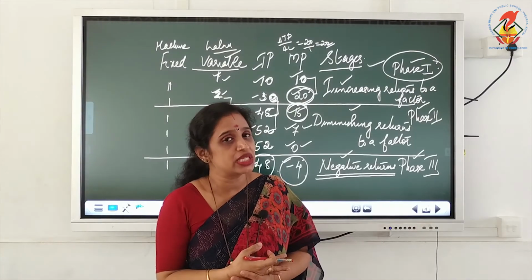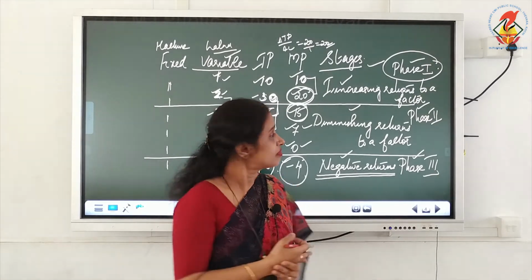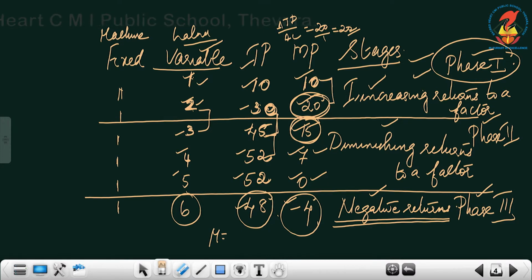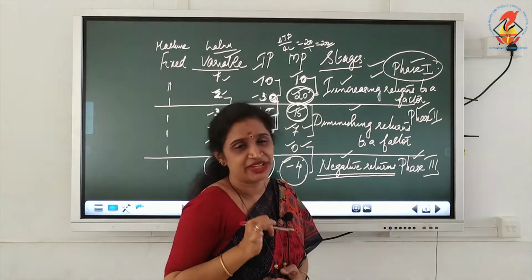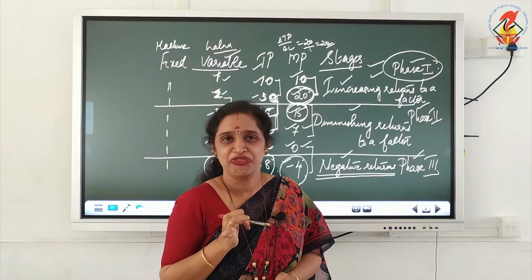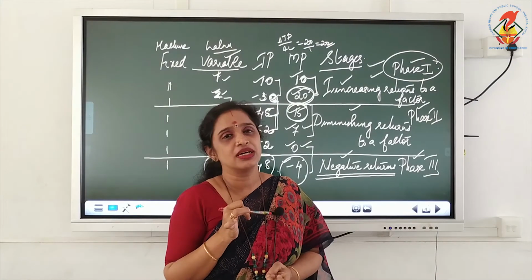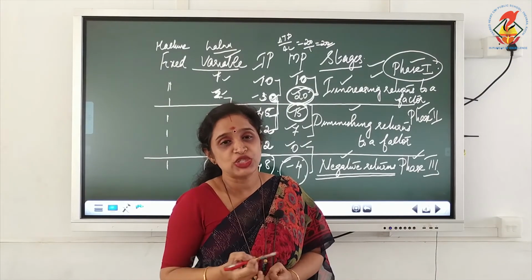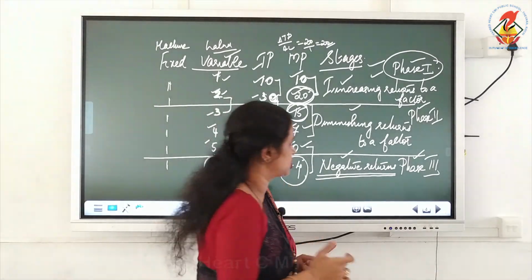So what is happening to marginal productivity? In the first phase, marginal productivity is also increasing from 10 to 20, where total productivity is increasing at an increasing rate. In the second phase, marginal productivity is falling, but total productivity is increasing only at a decreasing rate. And in the third phase, marginal productivity becomes negative, and total productivity falls. So this is the explanation of phase 1, phase 2 and phase 3.